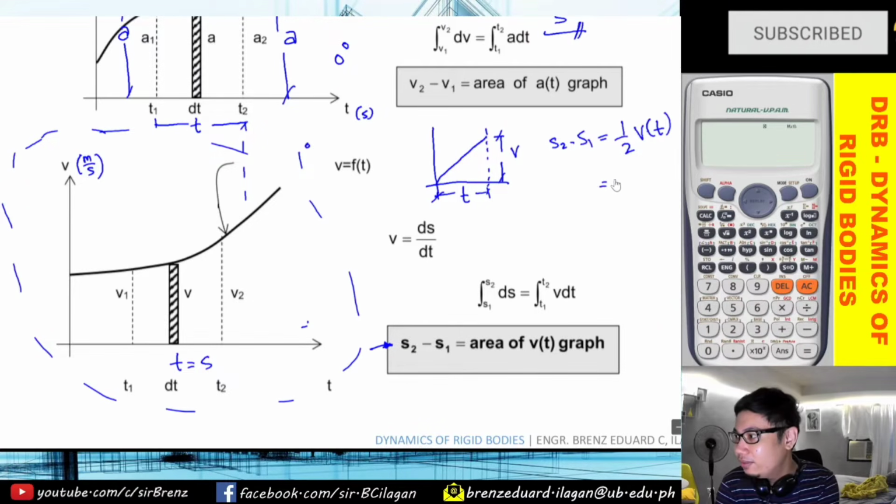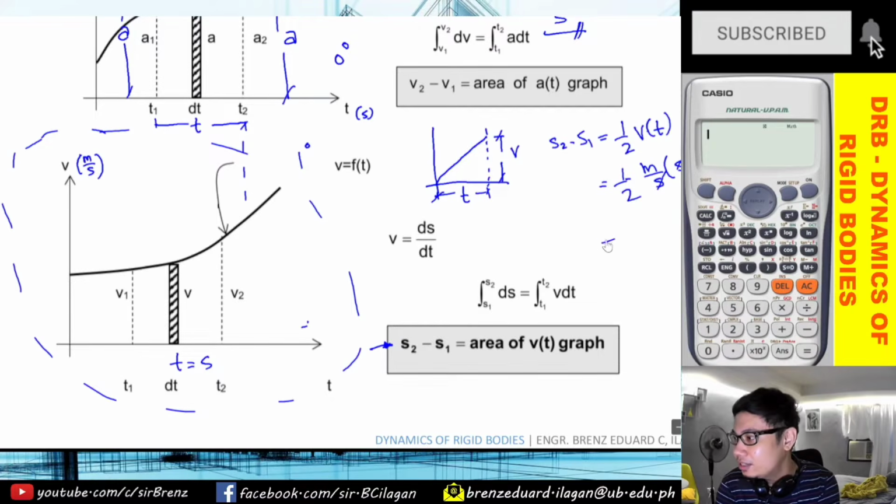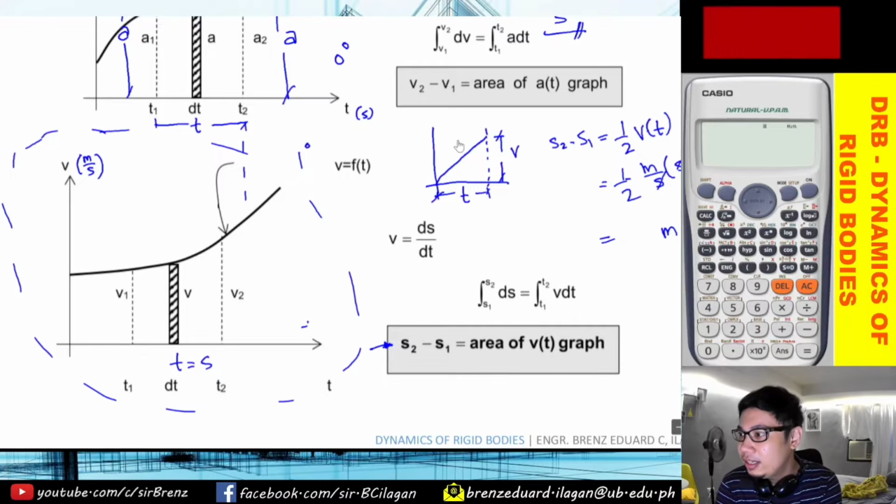Okay? From which, yung velocity mo nga, di ba ang unit niya is in meter per second. And yung time mo is in seconds. So cancel. So mapapalabas na ating unit is in meter, or that is a unit of displacement, or in distance, S. Okay? So coming from a 1st degree, so ganun lang din.